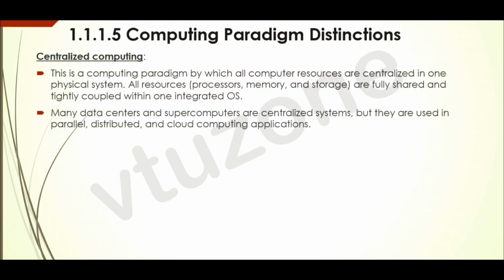So the next point is many data centers and supercomputers are centralized systems, but they are also used in parallel, distributed and cloud computing applications, right? Centralized computing is used in supercomputers for scientific research, simulations and data analysis. Then in data centers to store and manage vast amounts of information for businesses. Then old mainframe systems used by banks and government agencies, right?